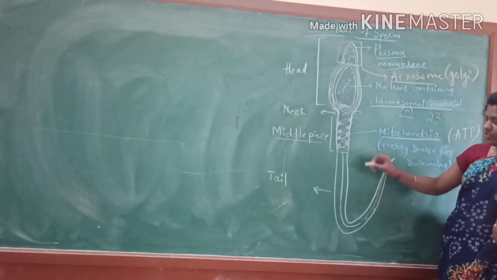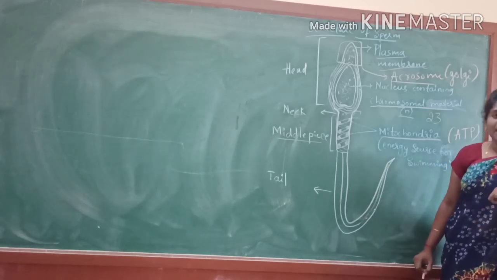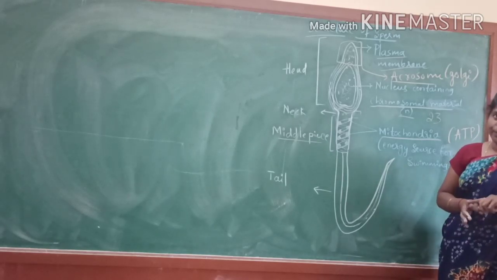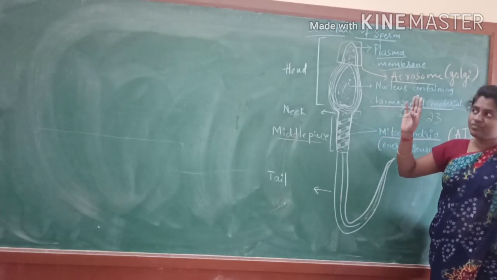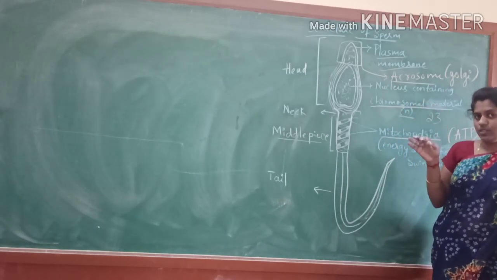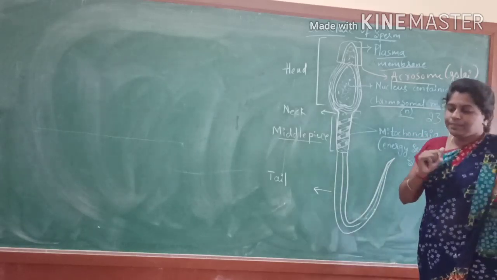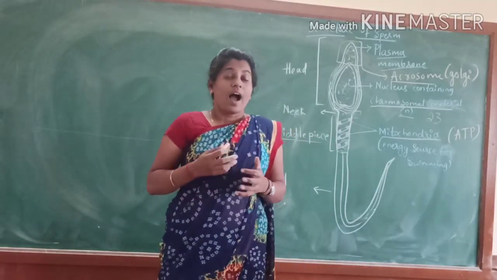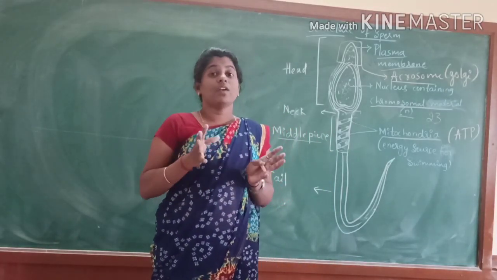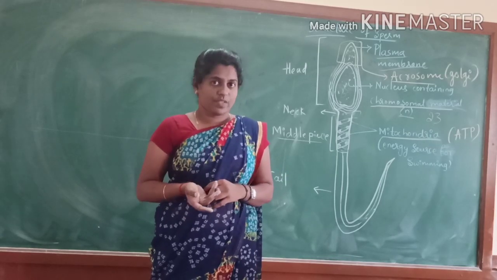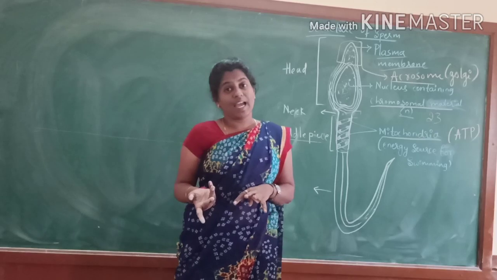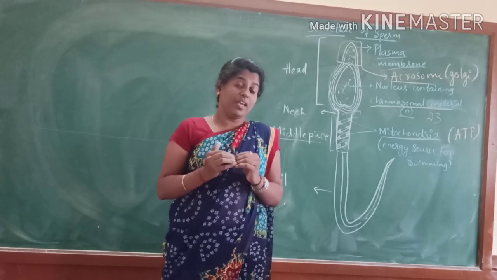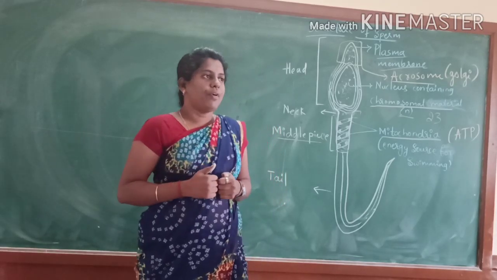Understood? And after that there is a long tail, which helps in movement. Understood? Also, in the description we see how it is organized. After that, the next main concept is hormonal control: how spermatogenesis is stimulated, when it is processed, how it is organized, and how it is inhibited. That is also an important factor.